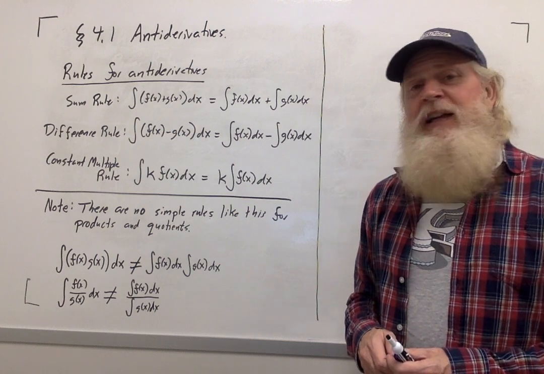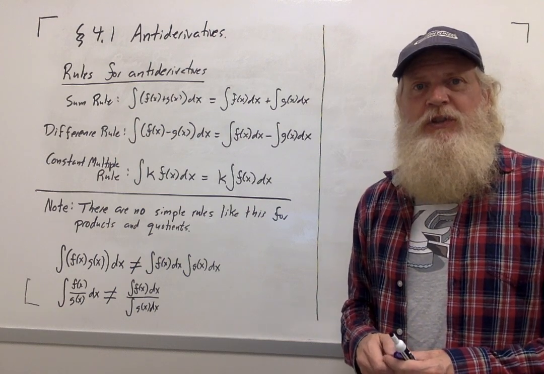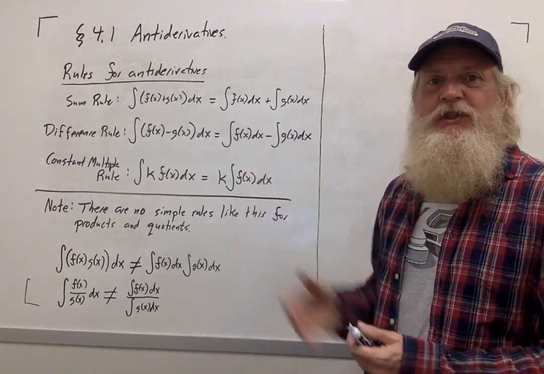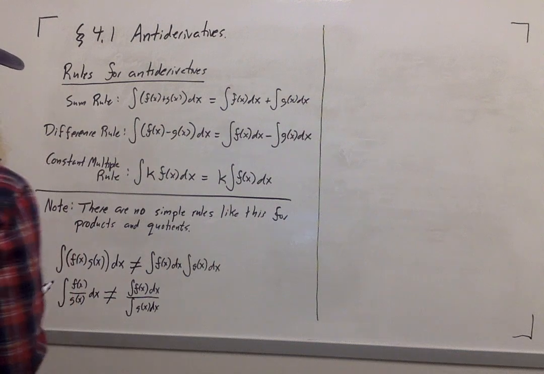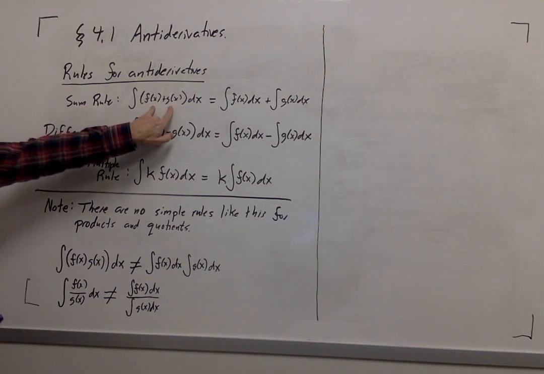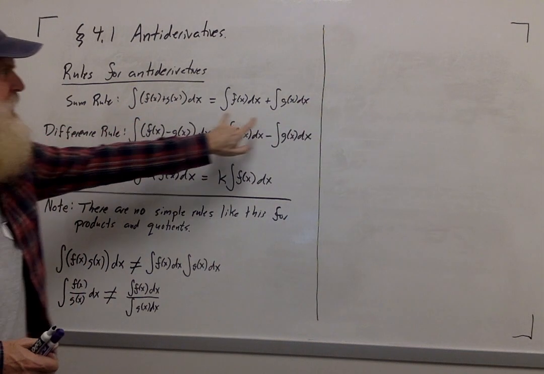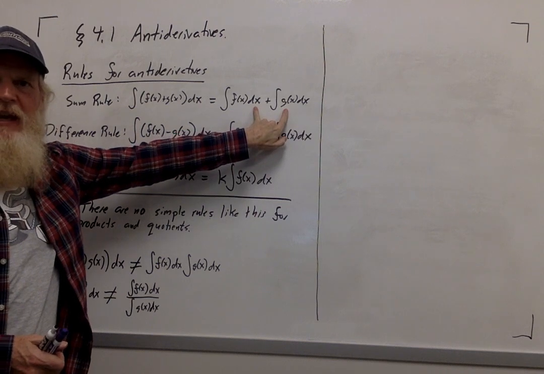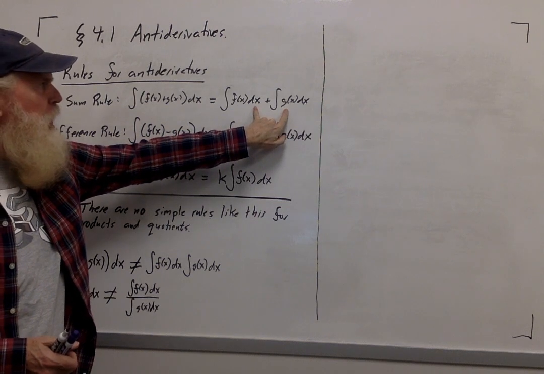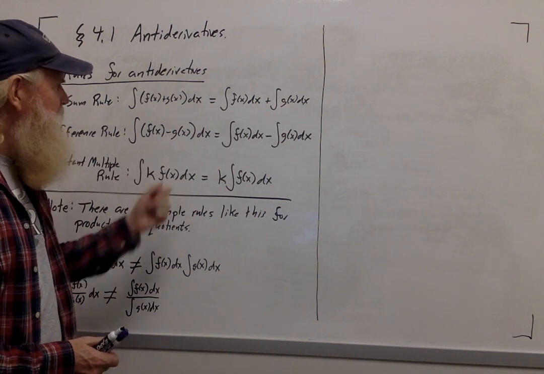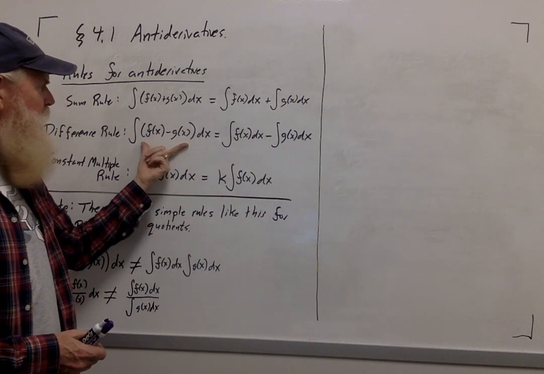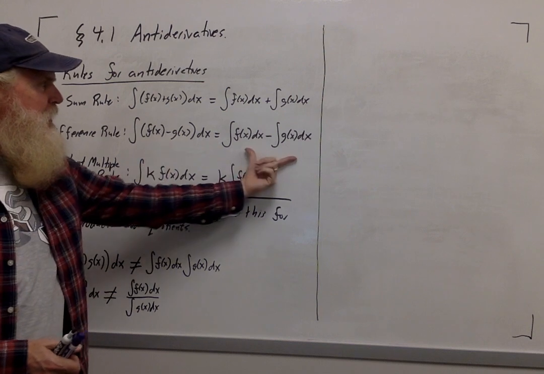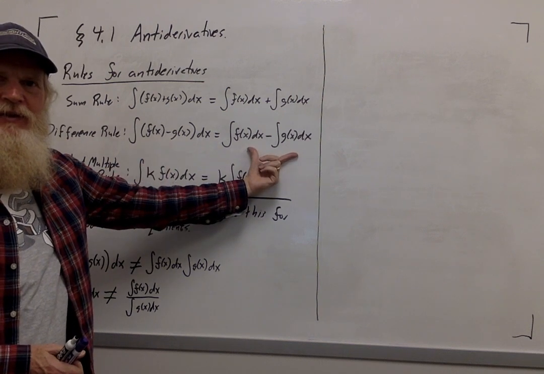Now, to find antiderivatives for more complicated functions, there are some rules for antiderivatives, just like there were for taking derivatives. For example, the antiderivative of the sum of two functions is the same as the sum of the antiderivatives. So you can break up antiderivatives over sums, and you can do the same thing over differences. The antiderivative of the difference of two functions is the difference of the antiderivatives.